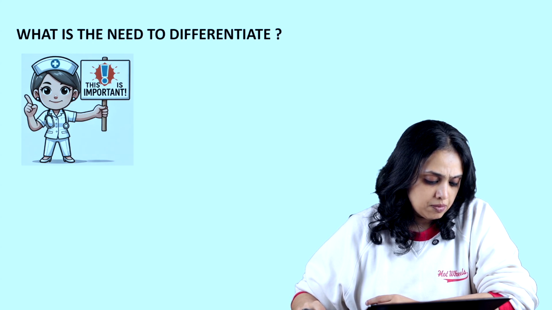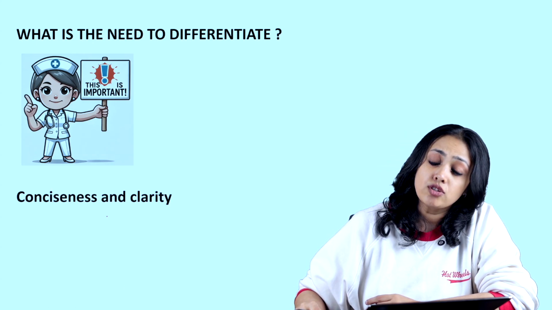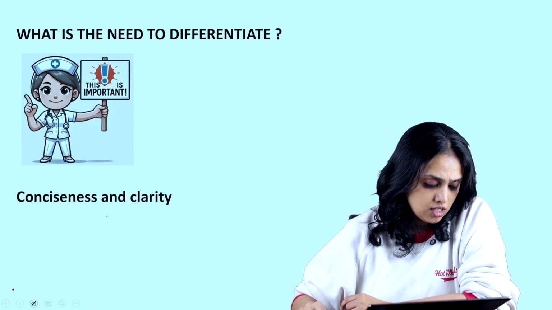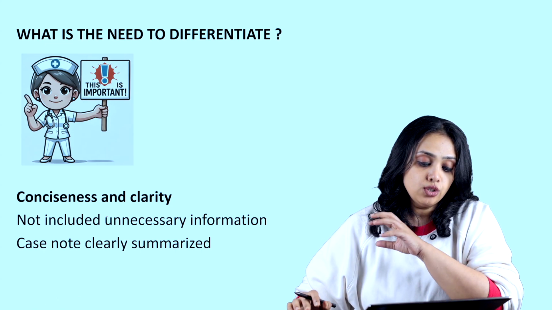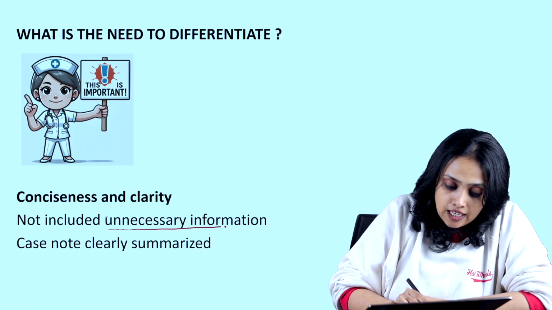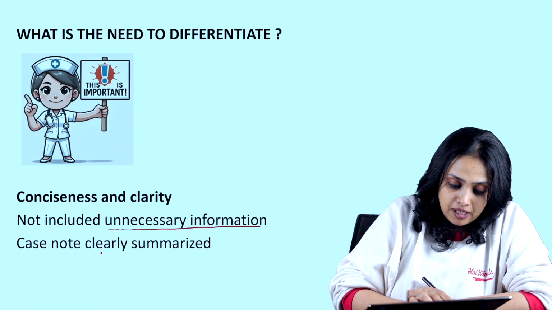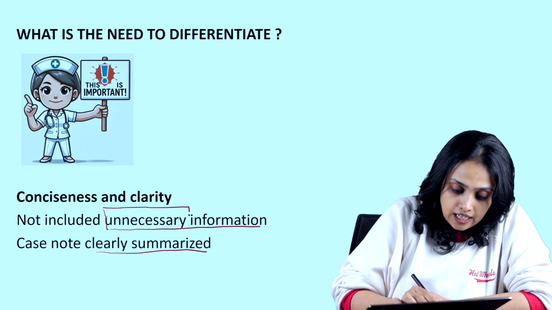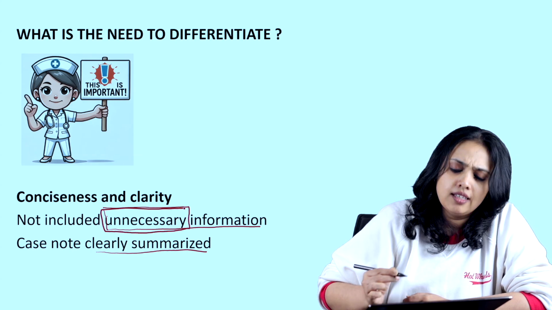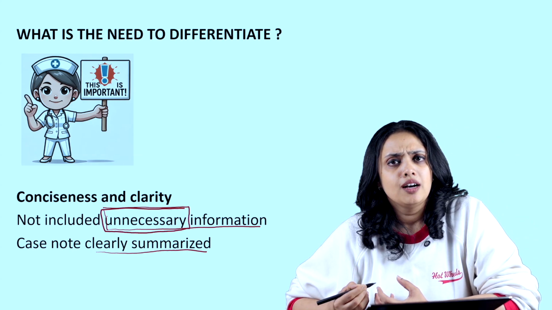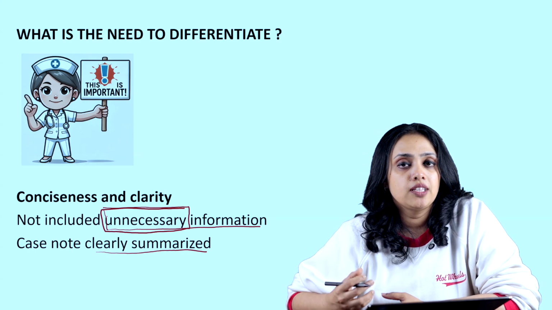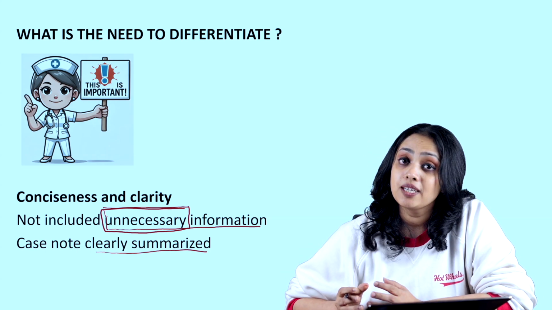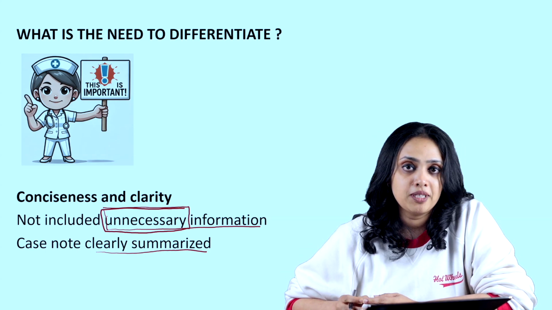Now, what does the assessment criterion conciseness and clarity say? It focuses on two main points. That is, you should not include unnecessary information in the letter, and the information must be clearly summarized. Now, what do we mean by unnecessary information? How can information be unnecessary? You might feel that all the information given in the case note is necessary. Of course, it is necessary with respect to the patient, but with respect to the reader, it might not be the same.